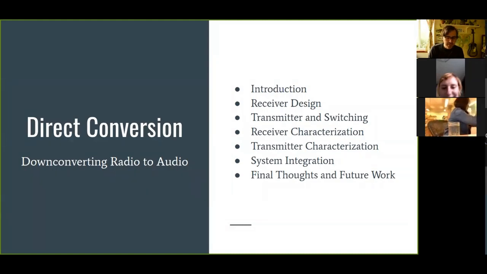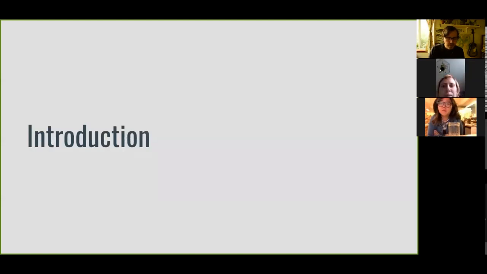So yeah, my project here was on direct conversion, which is the process of down converting radio signals to audio signals. So basically, I wanted to build a radio transceiver system that could actually pull some 7 megahertz signals out of the air.